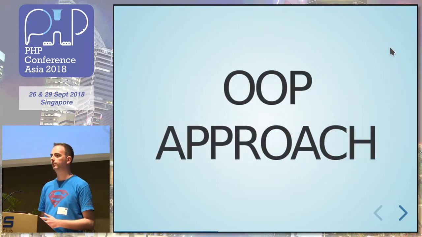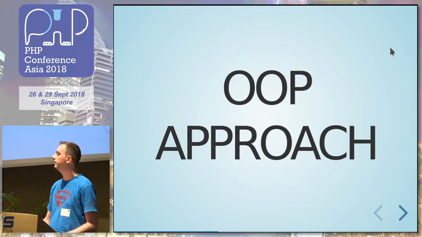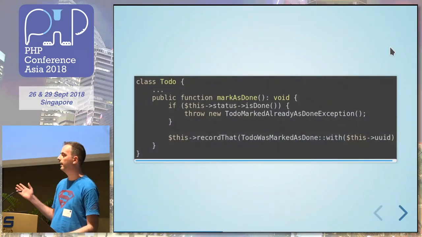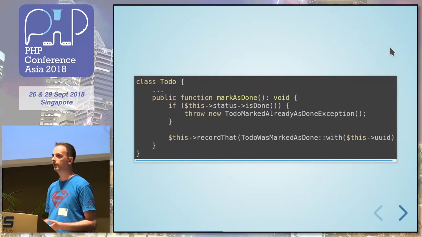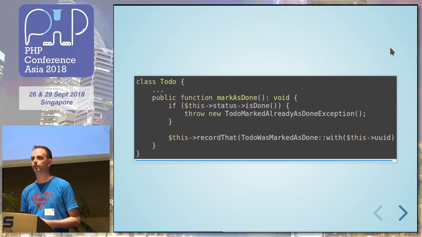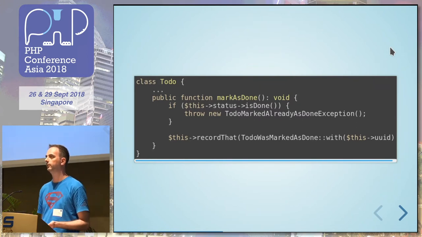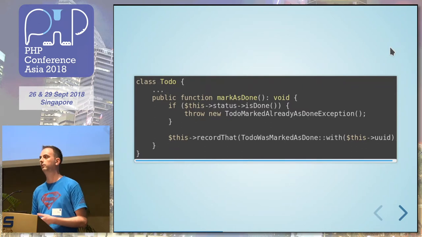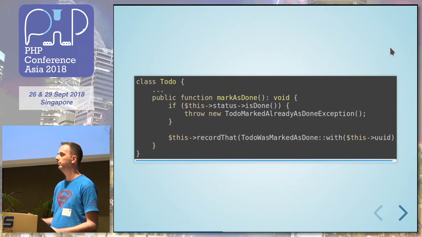So before I show you the functional approach that I came up with at the Prooph team, I want to show you the OO approach first so you can see a difference. Imagine you have some aggregate root. We call it Todo. If you're not familiar with DDD terms, just think of it as an entity for now. And we have one method here, markAsDone. It's pretty simple. We just check if the state is already done. In this case, we throw an exception. We could also just return early. And if all is fine, we can record that a new event happened.